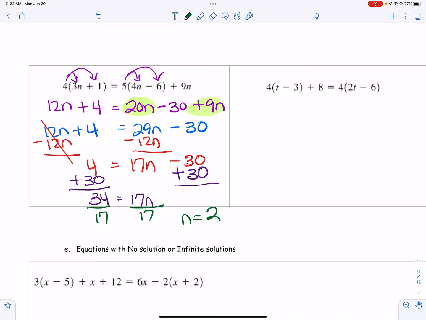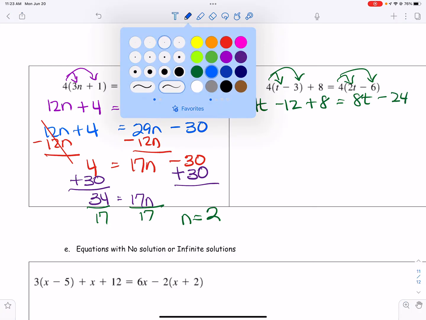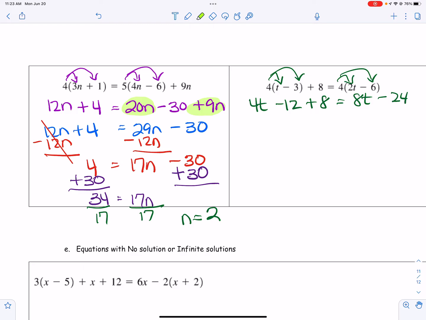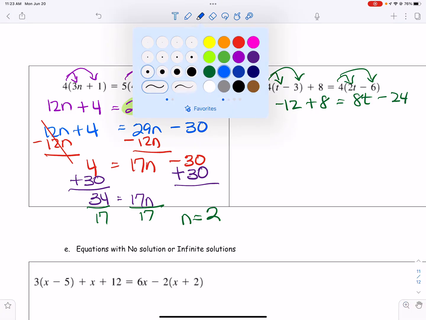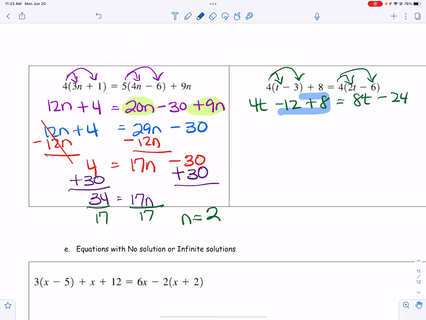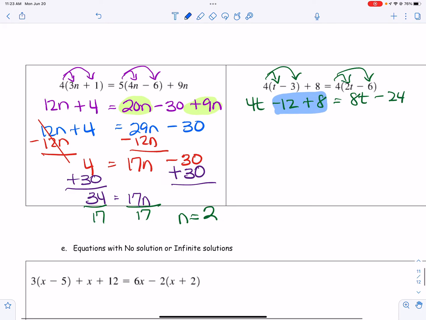All right, on this one, start the procedure the same. 4t minus 12 plus 8 is equal to 8t minus 24. I need to collect my like terms. So in this instance, on the left-hand side of the equal sign, I've got two numbers that I can put together. Negative 12 and positive 8 is negative 4.